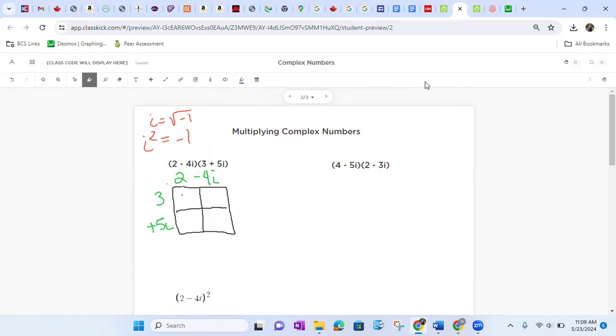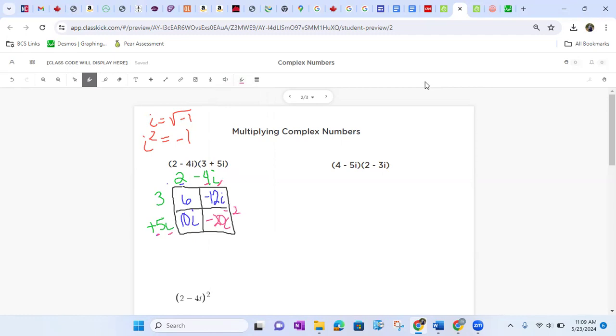So 3 times 2 is 6. 3 times -4, which is -12 with an i. We have the 5 times 2, which is 10 with an i. And then we're going to get to that last one, which is going to need a little extra work. 5 times -4, which is -20. And then i times i, which is i squared.